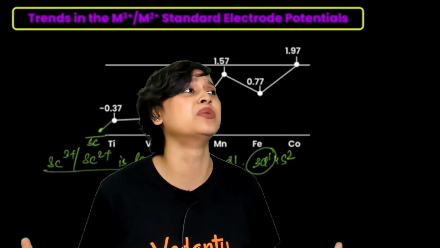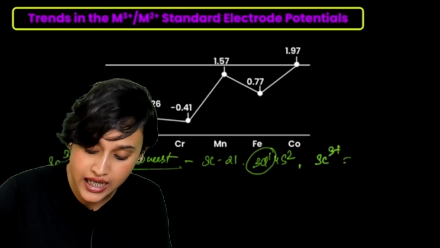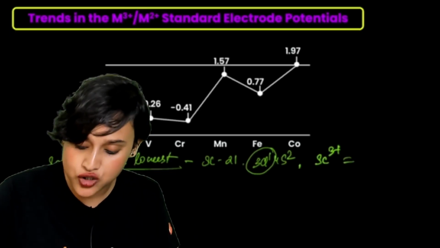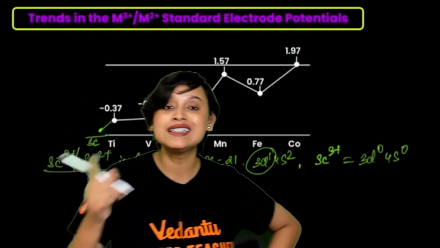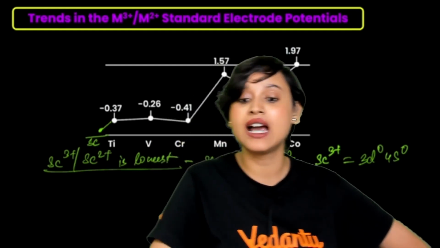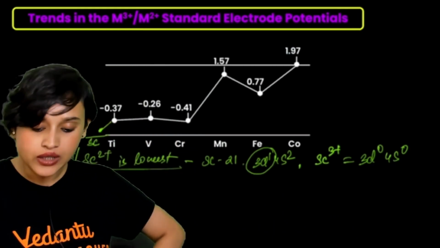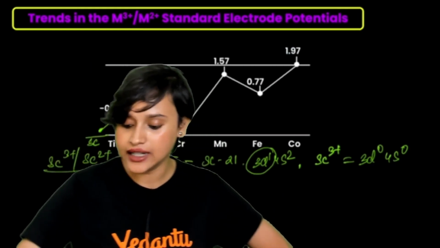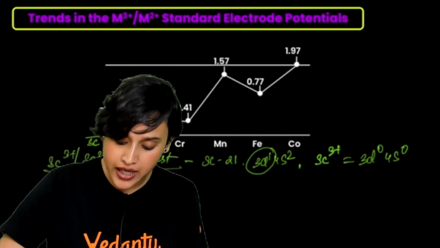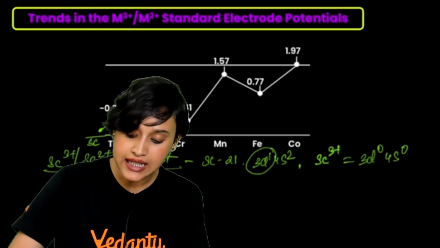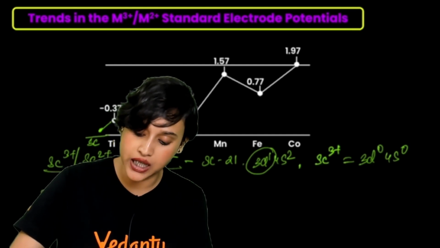It's like, please take it away. So you see that when Sc comes to the 3+ state, it is very stable. It comes to 3d0 4s0, which is why Sc3+ is more stable, and that is why it has the lowest E naught value. Now here cobalt is given. You will see that zinc, if this trend was continued for a little while, here I'm writing it down, Zn3+ to Zn2+ is highest.